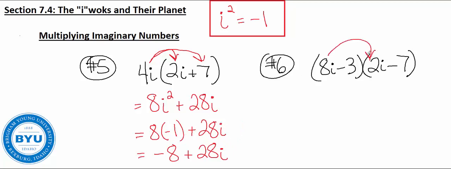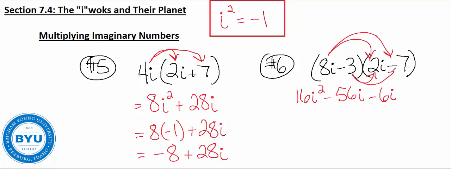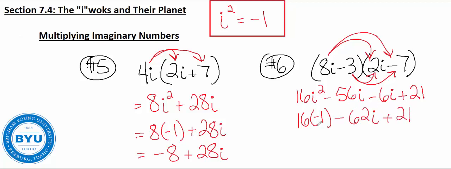Okay. On number 6, we super distribute. 8i times 2i, that's 16i squared, and 8i times a -7, that's -56i. -3 times 2i, that's -6i, and -3 times -7 is +21. 16i squared, i squared is -1, and negative 56i minus 6i is negative 62i plus 21. So it's really negative 16 minus 62i plus 21. And we can combine our numbers here. 21 minus 16, that's 5 minus 62i.